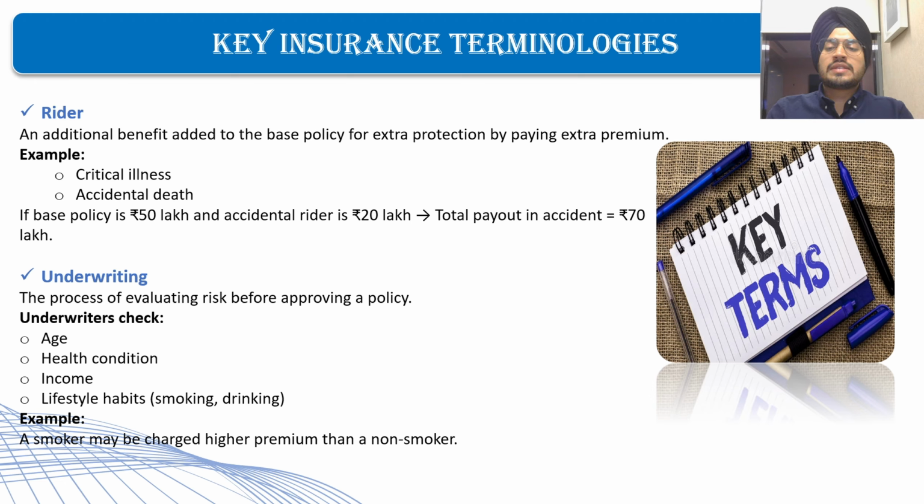Underwriting. It is a process of evaluating risk before approving a policy. So underwriter basically evaluates the risk and validates whether the policy should be given to the policyholder or not, so that it will benefit the insurance company. So underwriter would check age, health condition, income, lifestyle habits such as smoking, drinking, or any other. Right? Example, a smoker may be charged higher premium than a non-smoker.